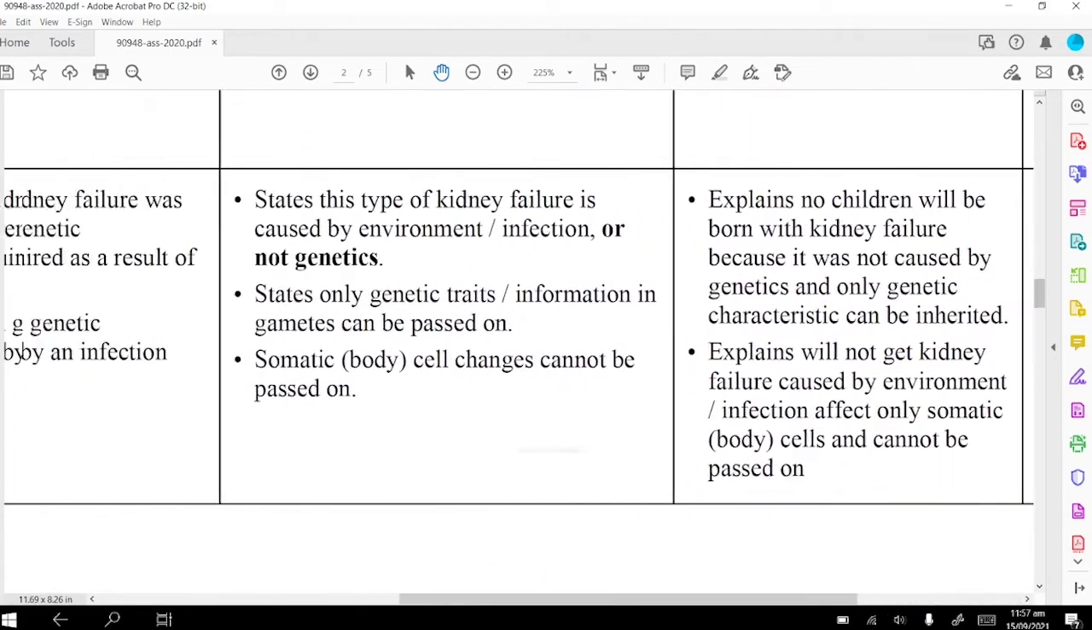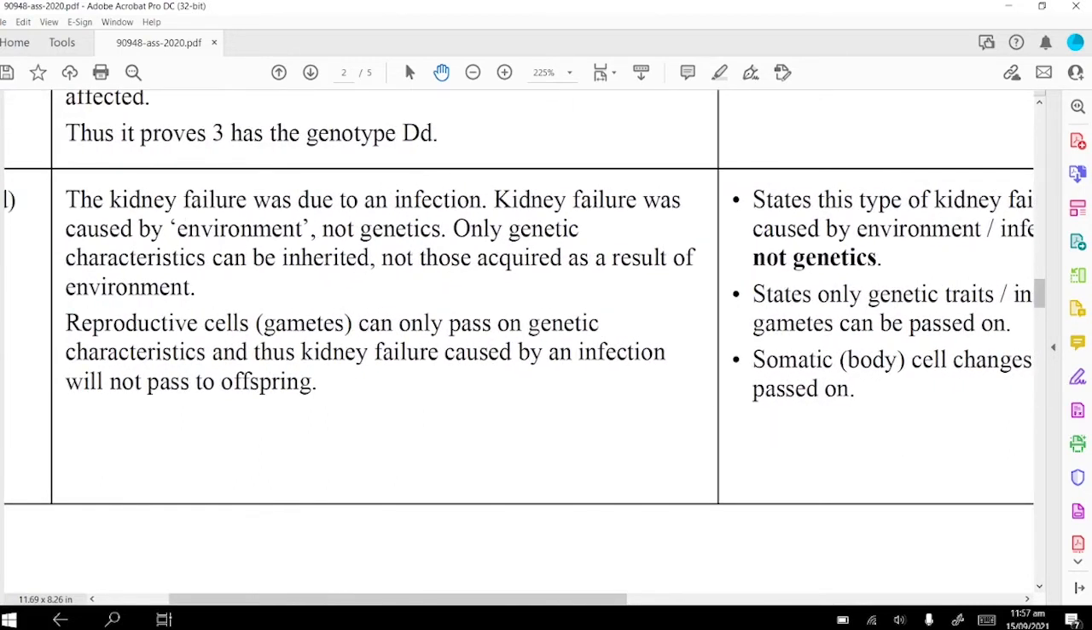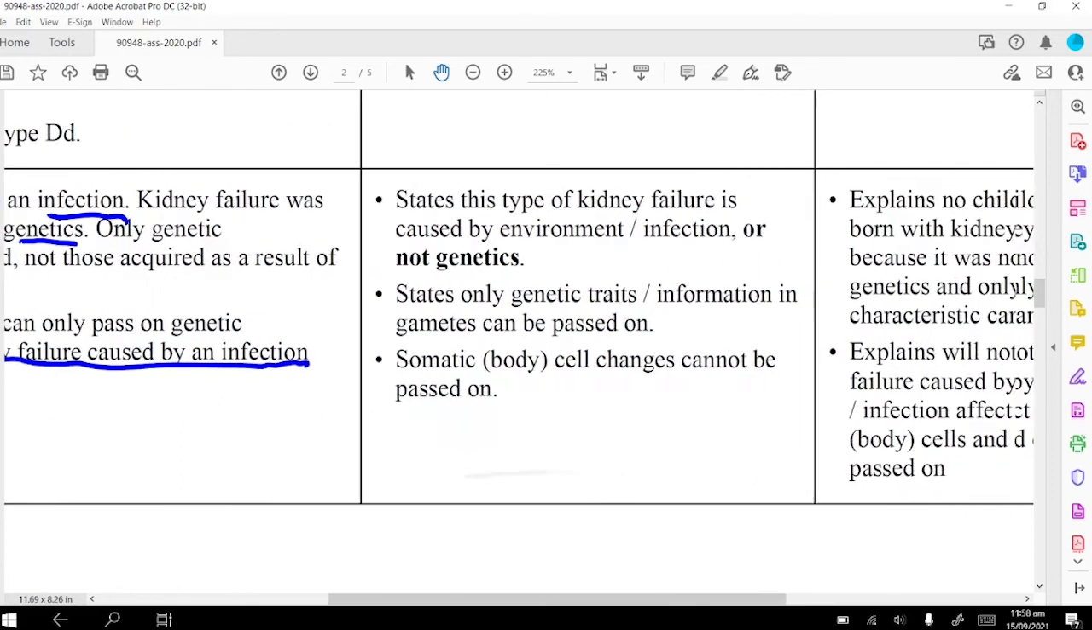Now the last question then was why infection is an environmental effect and not a genetic effect. So the kidney failure was due to an infection. Kidney failure was caused by the environment and not genetics. Only genetic characteristics can be inherited and not those acquired as a result of the environment. We said that. Reproductive cells, the gametes, can only pass on the genetic characteristic, and thus kidney failure caused by an infection will not go to the offspring. We said all of that.